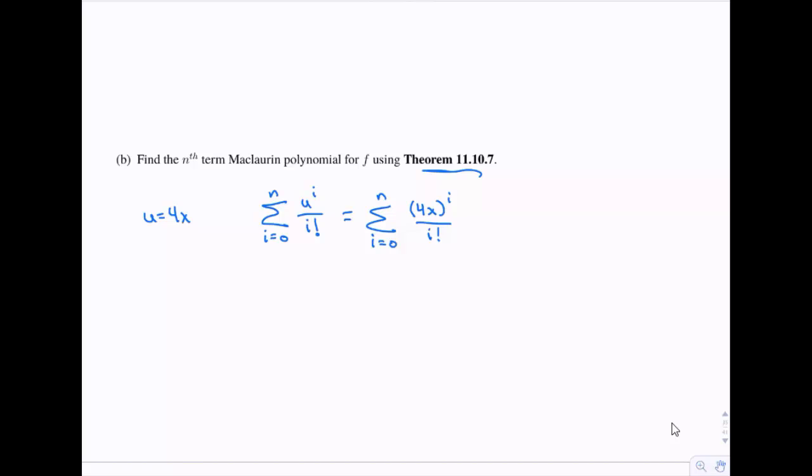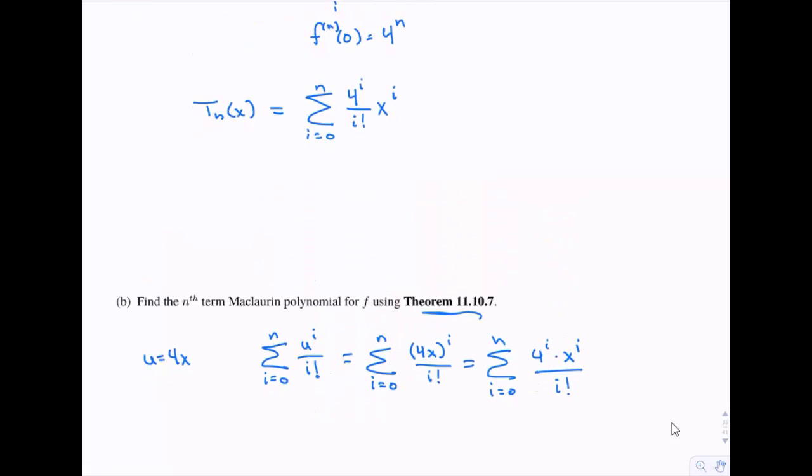i factorial. And now let's imagine if we expanded this out, right? If we were to distribute this raising to the i power. So this is i from 0 to n, summing these all up, of 4 to the i times x to the i over i factorial, and lo and behold, my goodness, these are the exact same answer.